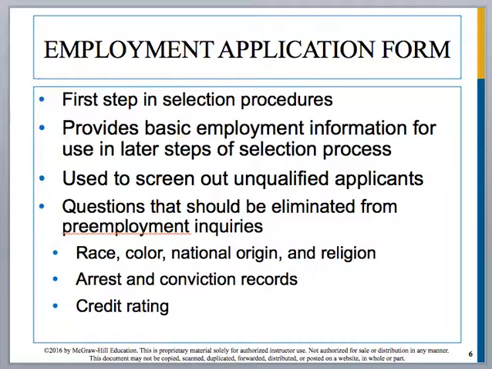And it gives them the basic information. This is how we screen unqualified applicants. It helps eliminate any pre-employment inquiries dealing with race, color, national origin, any religion, any convictions and arrests that you have, and credit rating. Yes, everyone's using credit now. They're trying to find ways to disqualify candidates because there ends up being so many. And interestingly enough, credit also is one way that you can skate around any other discriminatory practices that your organization may be involved with. I'm just saying.